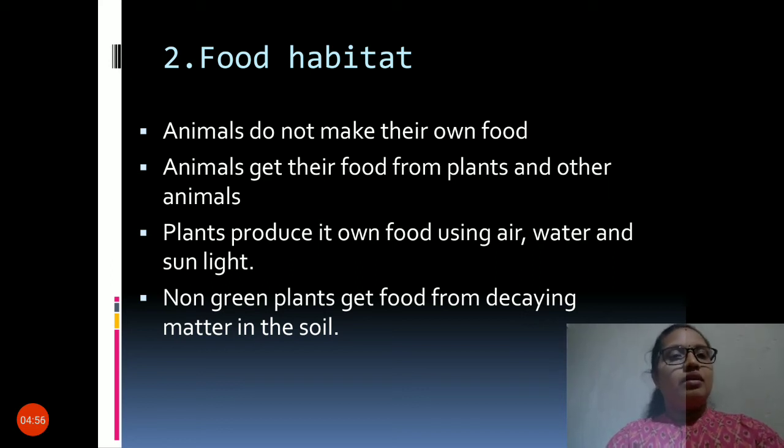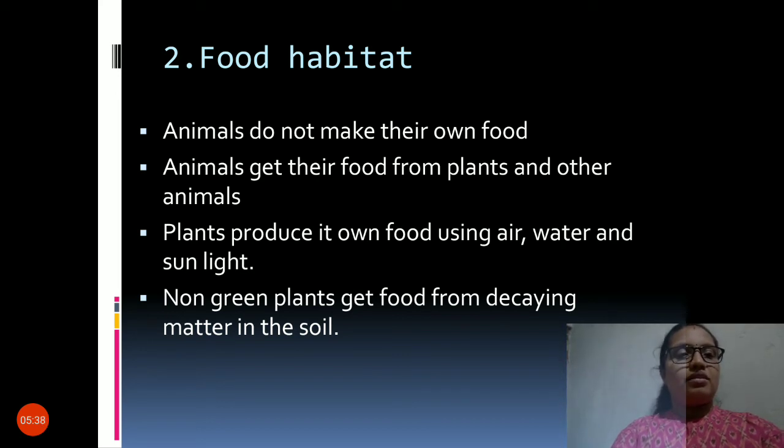Okay, then do we have only green plants? No, we have non-green plants also. In those, chlorophyll is not present. Okay, then without chlorophyll, how will a plant generate food? There is another way. Non-green plants like mushrooms and molds are not green plants, so there is no chlorophyll in them. How will they get their food? They will get their food from decaying matter in the soil.